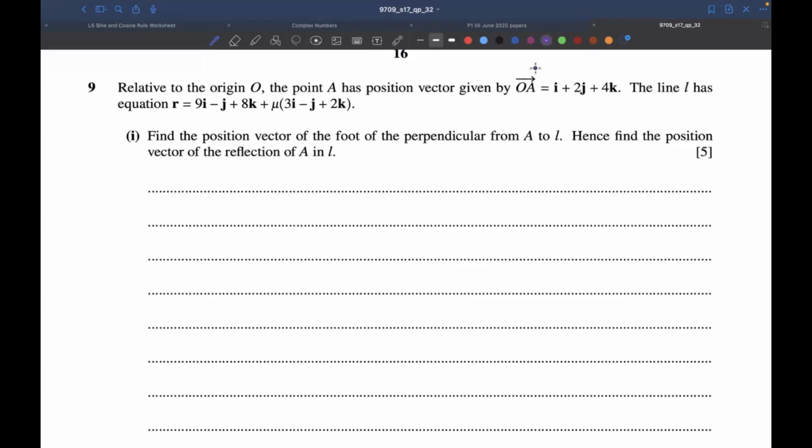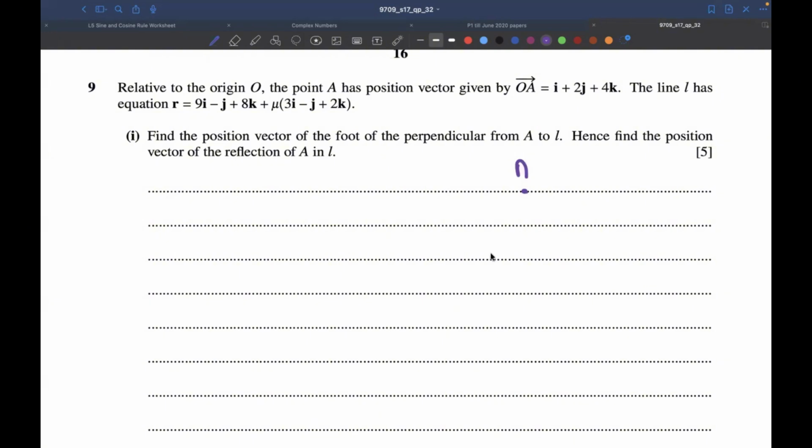In question 9, it says relative to the origin, the point A has position vector as given. The line L has the equation. We have to find the position vector of the foot of the perpendicular from A to line L. Hence, find the position vector of the reflection of A in line L. So first of all, we have to find the position vector of the foot of the perpendicular.